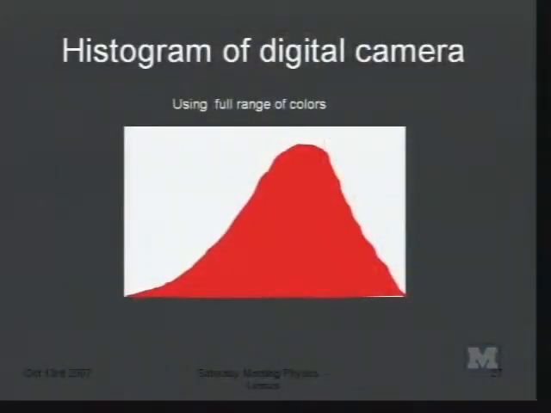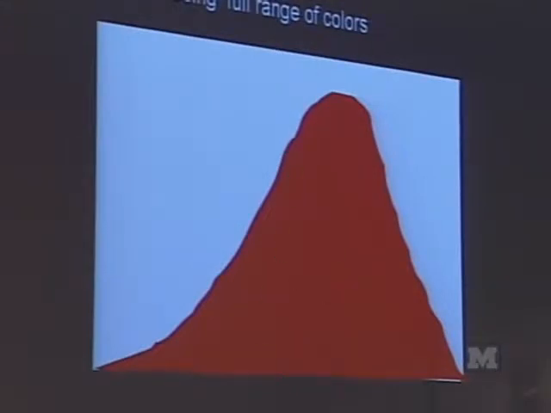This is a picture that's relatively properly exposed. You've used all of your dynamic range. You have some things that are dark. You have some things that are bright. The majority of your picture is in the mid-tones. That'll be a properly exposed picture, and it'll look good.